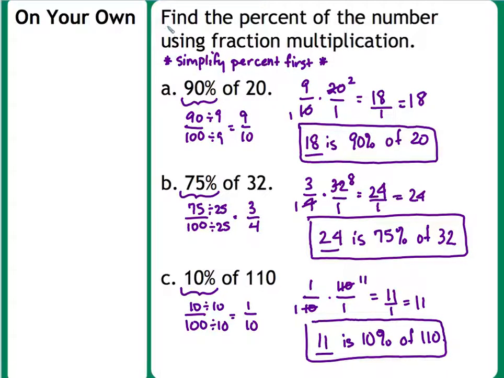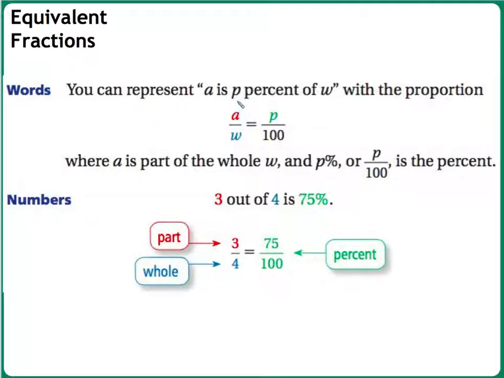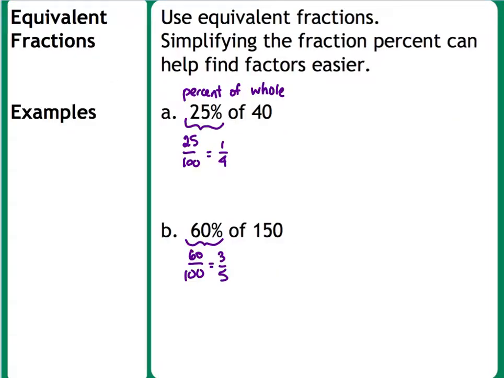All right, now let's look at another method that we're somewhat familiar with, equivalent fractions. Before we get started, remember we have the sentence A is P% of W. So part is percent of the whole. And we've been setting it up as part over whole equals percent over 100. We've been doing that for the past couple lessons. So if we have 3 out of 4 is 75%, we write 3 over 4 equals 75 over 100. Let's go ahead and look at some examples here.